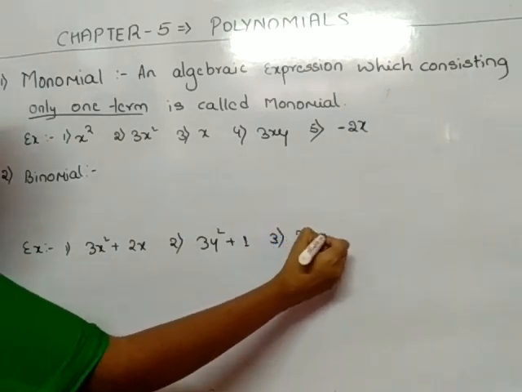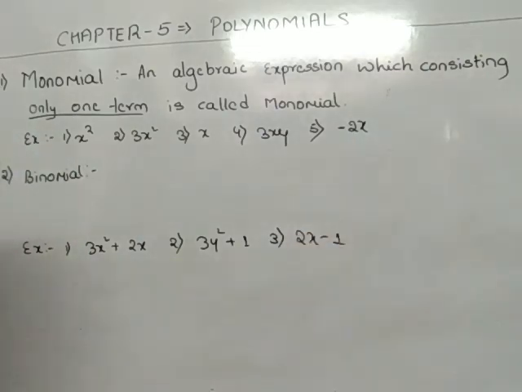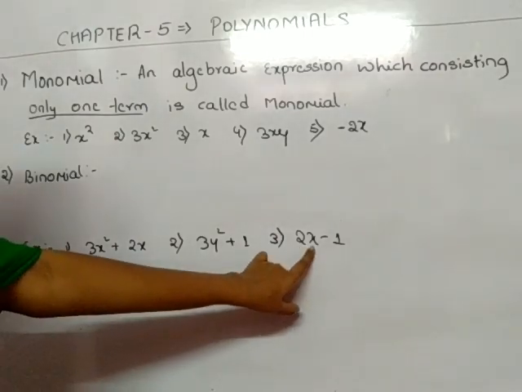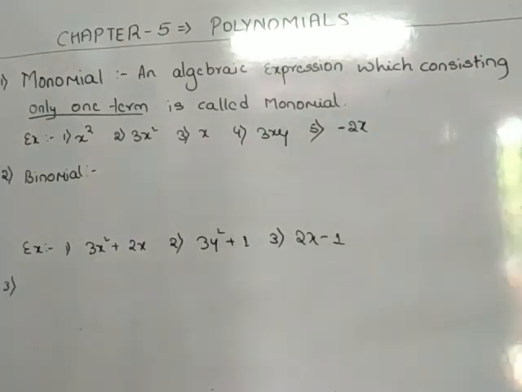2x minus 1. Even this is also what? A binomial. Two terms are present, 2x and 1, and it is separated by the subtraction symbol, isn't it? This is also an example for the binomial here. Okay, now let us write the definition of the binomial.